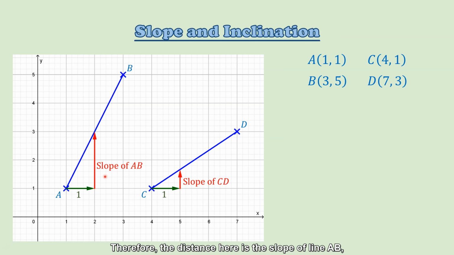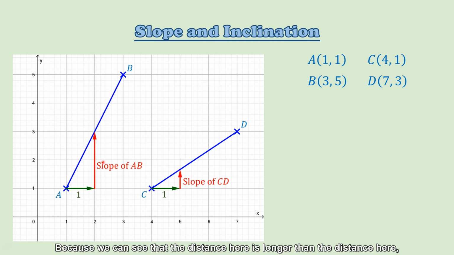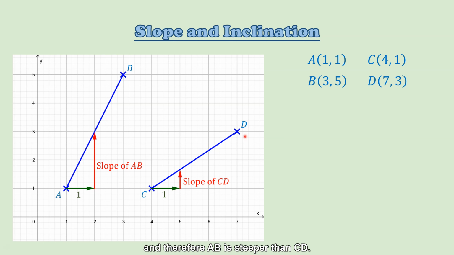Therefore, the distance here is the slope of line AB, and the distance here is the slope of line CD. Because we can see that the distance here is longer than the distance here, we can conclude that the slope of AB is larger than the slope of CD, and therefore AB is steeper than CD. By referring to the grid lines, we can easily see that the slope of AB is equal to 2, because that's 1, 2, 2 units. And the slope of CD is equal to somewhere between 0.6 to 0.8.